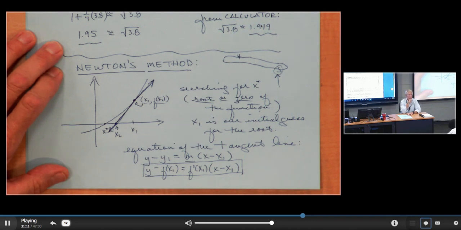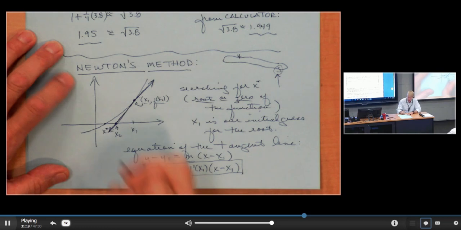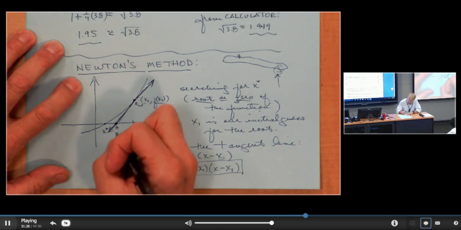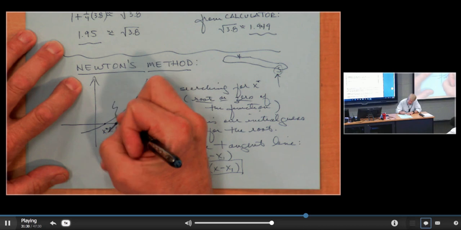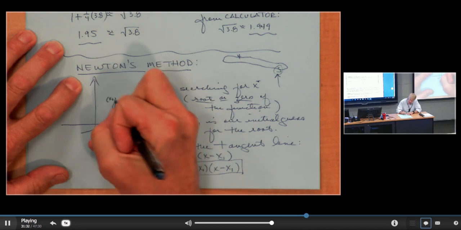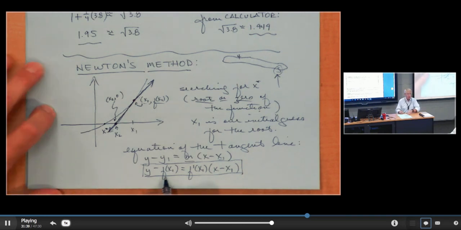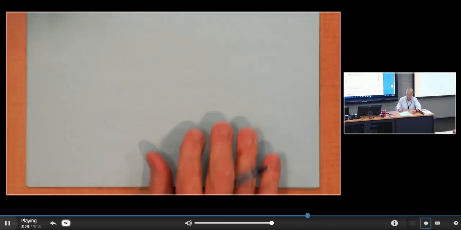Isn't x2, even though it's the x-intercept of this line, still a point on that line? So it has to work in this equation. And if it's on the x-axis, what are the coordinates of that point? x2, 0. Right? So everybody agreed x2, 0 has to work in this equation. I'm running out of room, so let me put that on the next page.